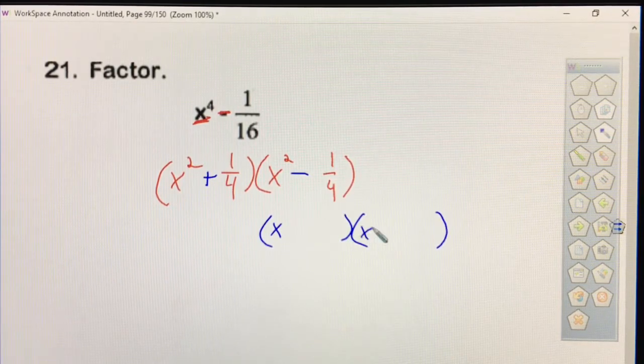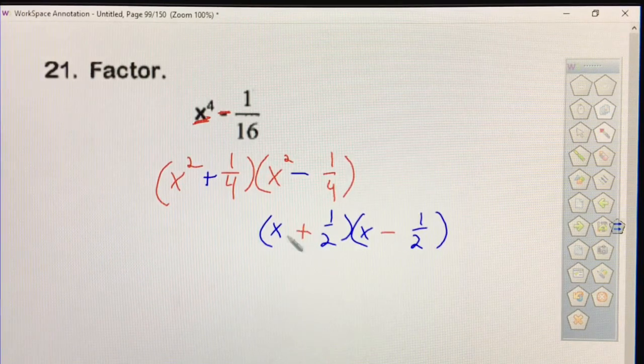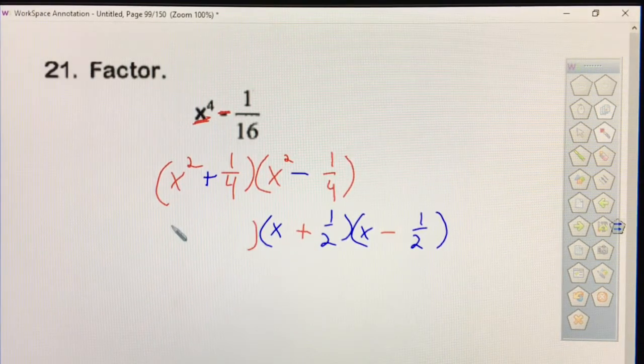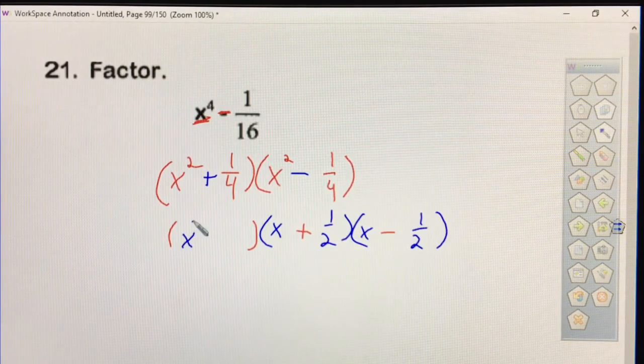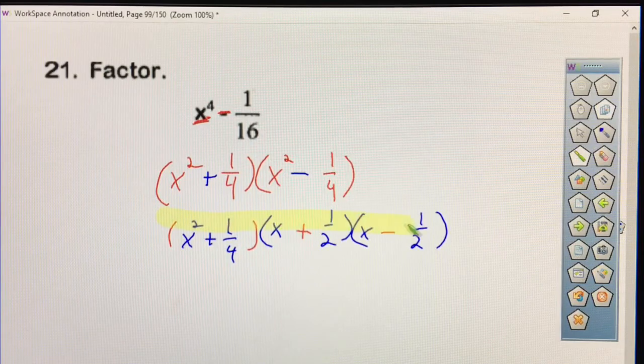x times x equals x squared. 1/2 times 1/2 equals 1/4. The signs are going to alternate. I'm done factoring that, but I cannot forget, I must remember, to bring down the x squared plus 4. There's going to be 3 factors in this case. And that's my final answer for that factor. Usually it says factor completely, and most people forget to factor completely.